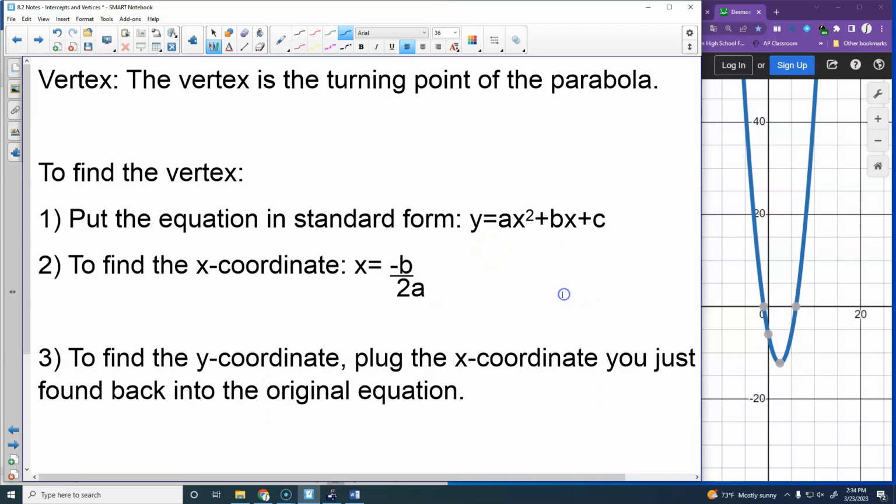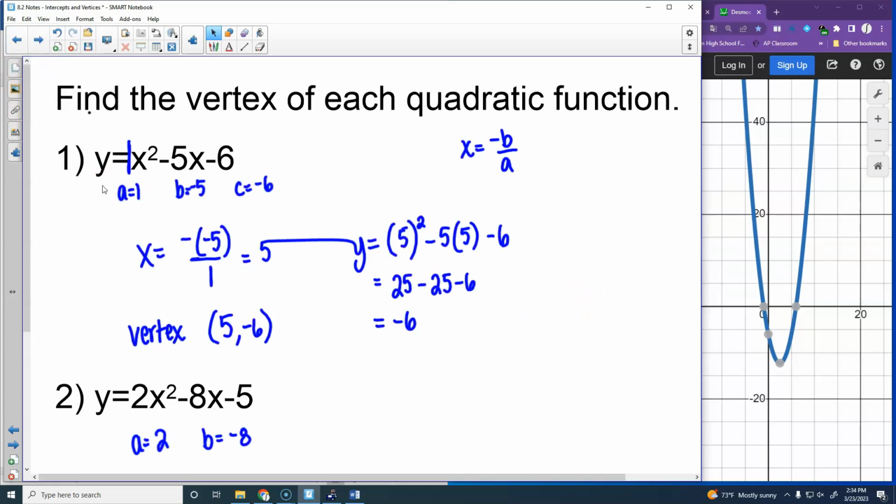All right. Here, the formula should have a 2a on the bottom, not just an a. I just taught you negative b over a, which is wrong. It's negative b over 2a. All right, let's go back. Let's fix number 1. You need to wipe negative b over a out of your mind and replace it with negative b over 2a.